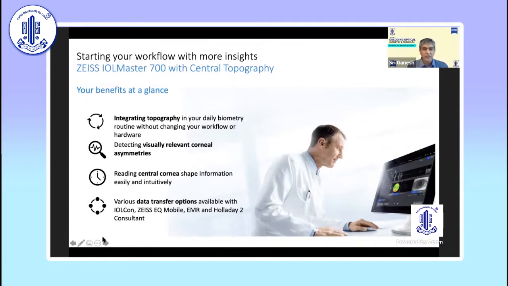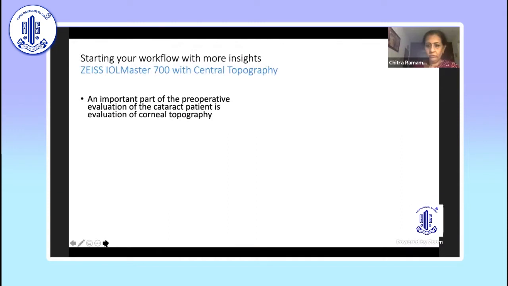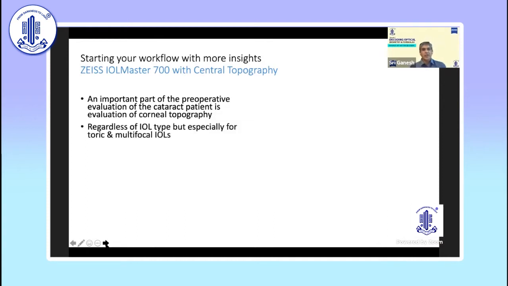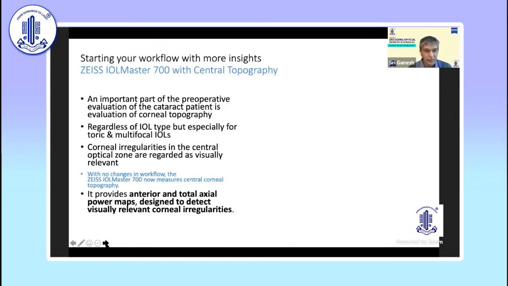And there are various data transfers available. You can use the EQ mobile or the Holiday consultant. So, as all of you know, preoperative evaluation of a cataract patient should include corneal topography, regardless of the type of IOLs, but it's especially more important for toric and multifocal IOLs because any corneal irregularities in the central optical zone can reduce vision and the outcomes. So this IOLMASTER 700 now incorporates central corneal topography without any changes in workflow.